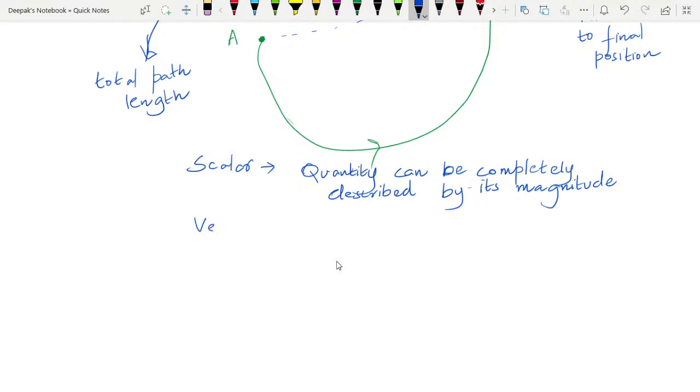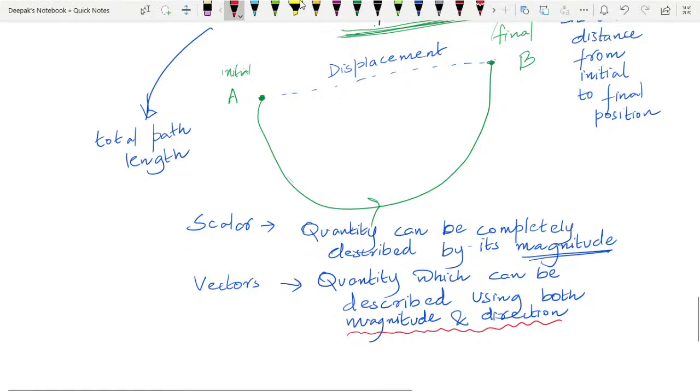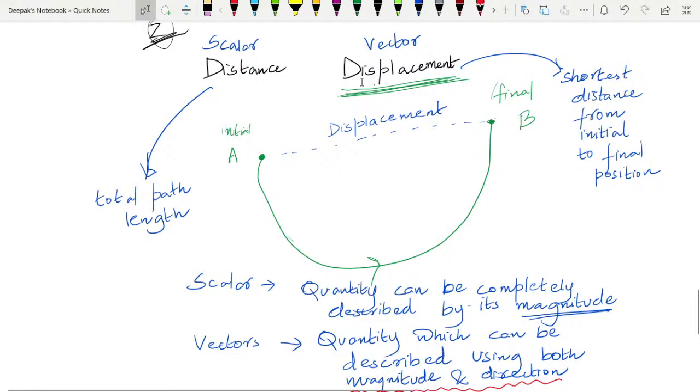And vectors are quantities which can be described using both magnitude and direction. So if you want to describe a scalar quantity, you just have to know the magnitude, but for a vector quantity you have to know the magnitude as well as direction. Okay, understand? So as an example here, displacement, so as I said, distance is scalar and displacement is vector.